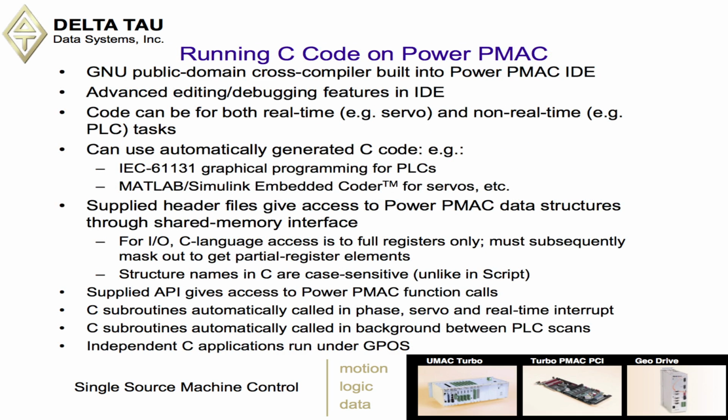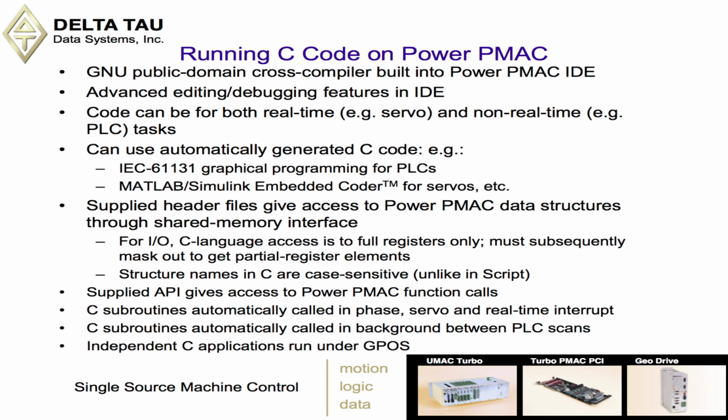To run the C code, we have the GNU cross compiler. It's public domain, open source. We haven't monkeyed with it, but we've incorporated it into the IDE. You can use it for code for both real time, such as custom servo algorithms, and non-real time tasks. We can use automatically generated C code. It's quite popular to use MATLAB Simulink to generate an algorithm. Often in the universities, they love doing custom servo algorithms. In the field, we see all sorts of other uses for this as well. It automatically generates the C code that we can compile and load into the PMAC. Again, we supply the header files that give you access to our key registers, our data structures.